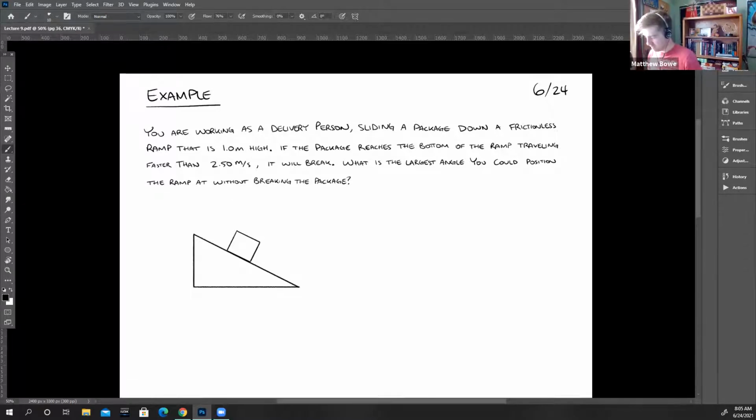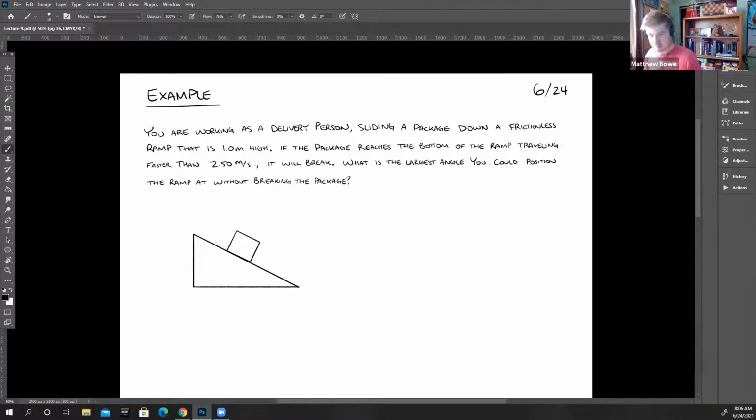What we want to know is what is the largest angle that we could tilt this ramp with the height being 1 meter. What's the largest angle that we could tilt this ramp so that it will slide the package down but not exceed 2.50 meters per second when it reaches the bottom.